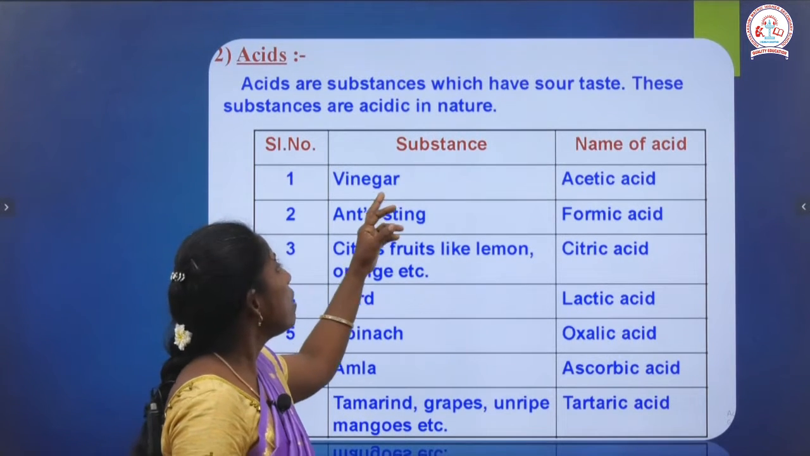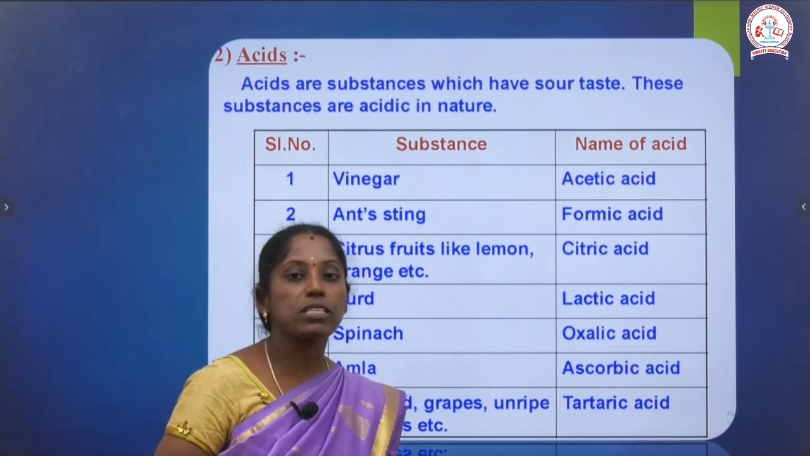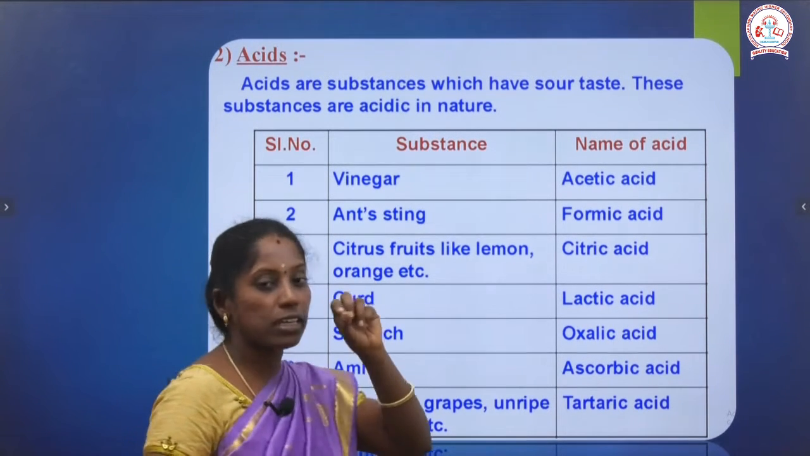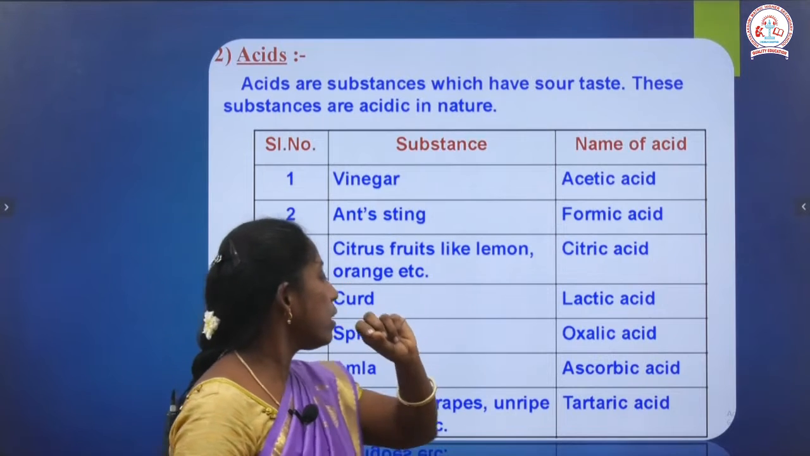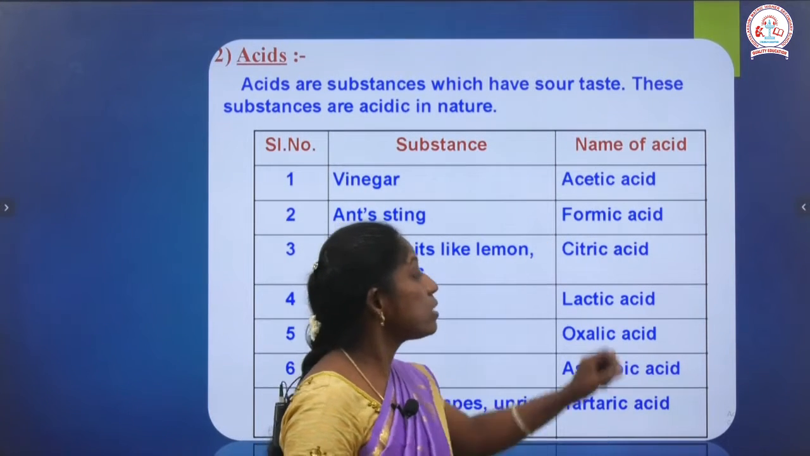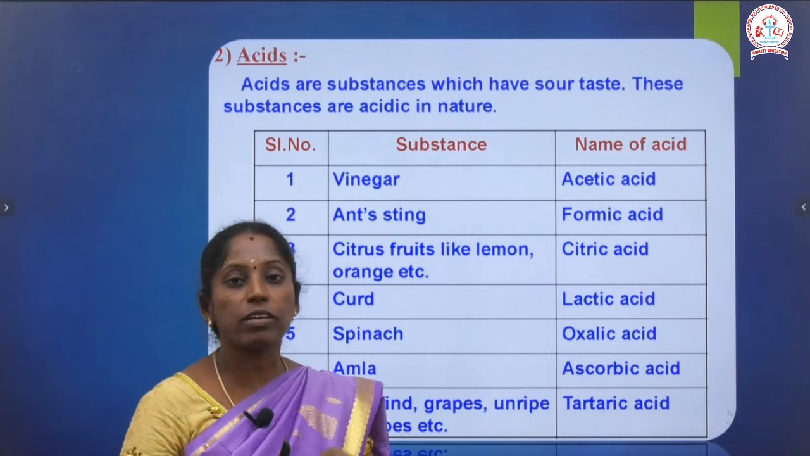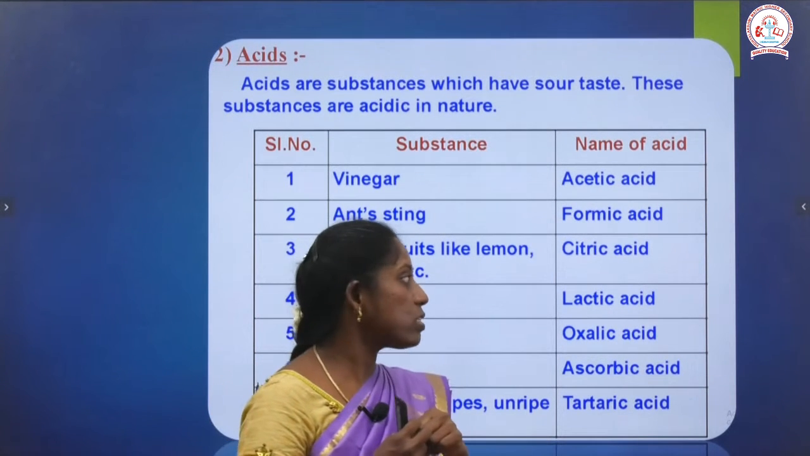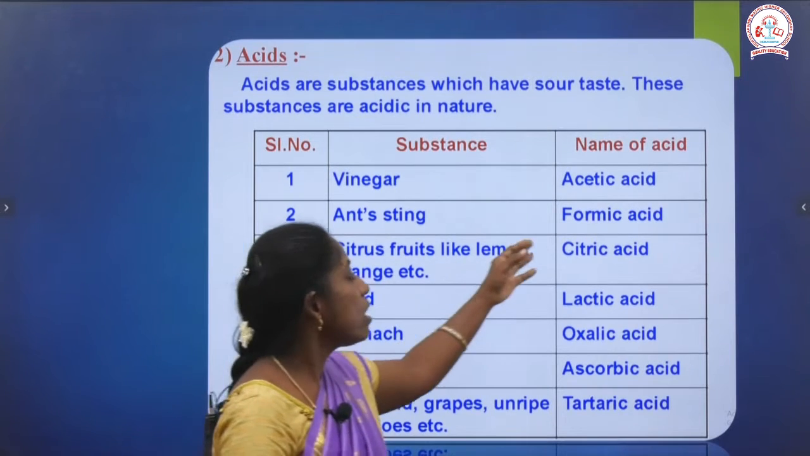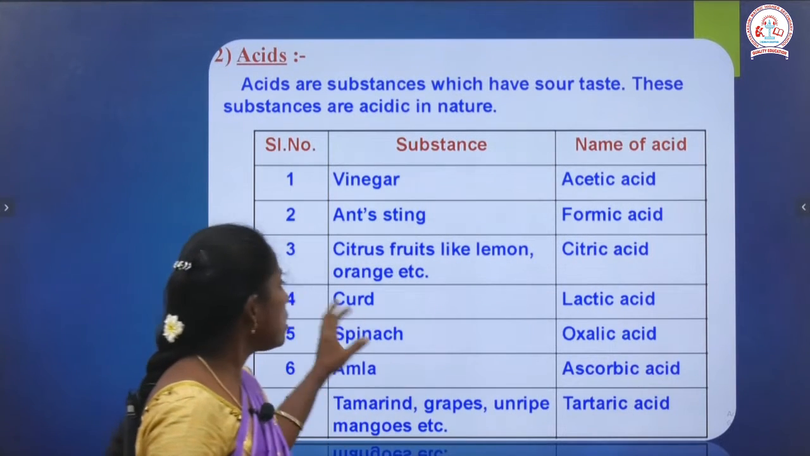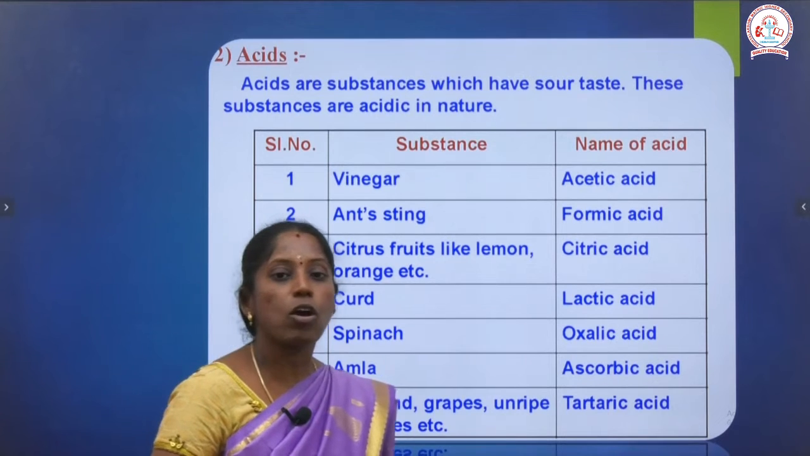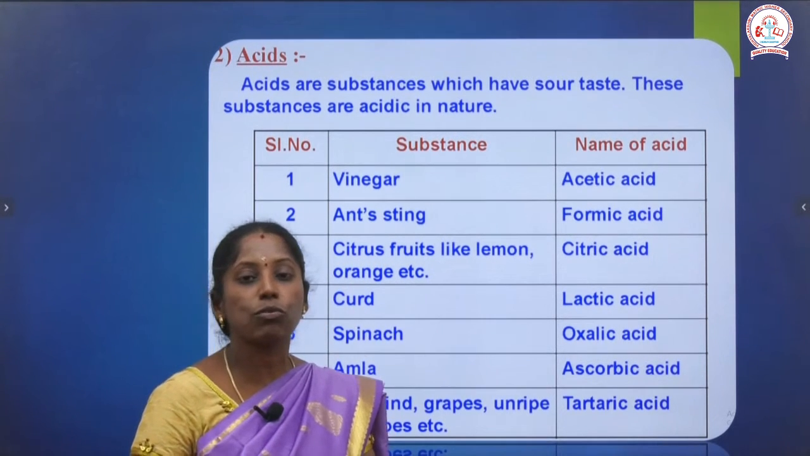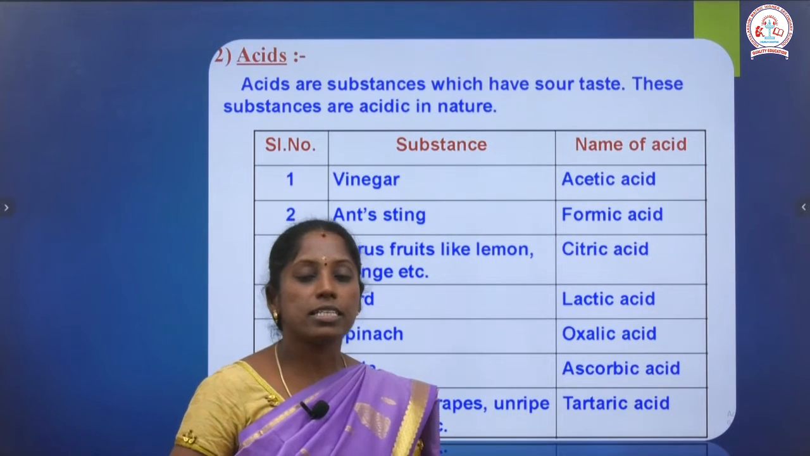We can see vinegar. What is the acid present in vinegar? Acetic acid. The second one is ant sting. What does it contain? Formic acid. That's why when an ant bites, we get severe pain, because the sting of the ant has formic acid. Then citrus fruits like lemon and orange all contain citric acid. Even amla is a citrus fruit and contains citric acid.